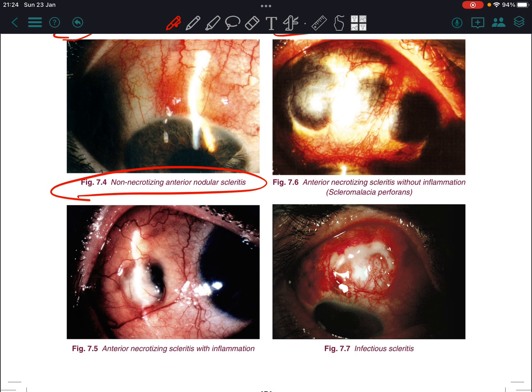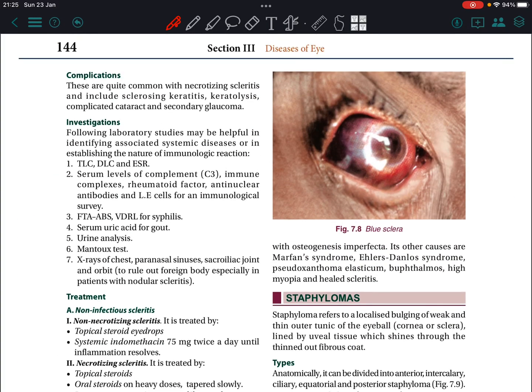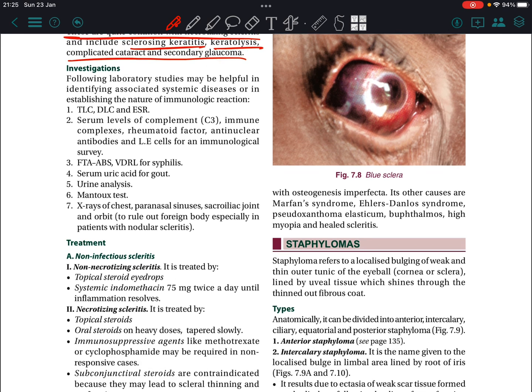Non-necrotic anterior nodular scleritis. Anterior necrotic scleritis with inflammation. Scleromalacia perforans. Infectious scleritis. Complications: these are quite common in necrotic scleritis and include sclerosing keratitis, keratolysis, complicated cataract and secondary glaucoma.